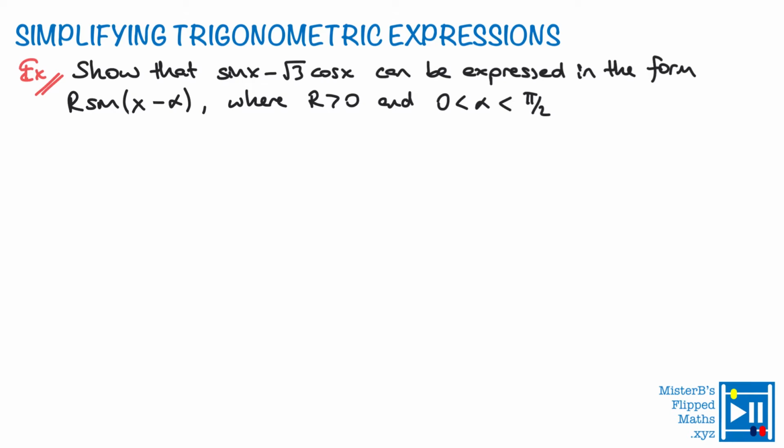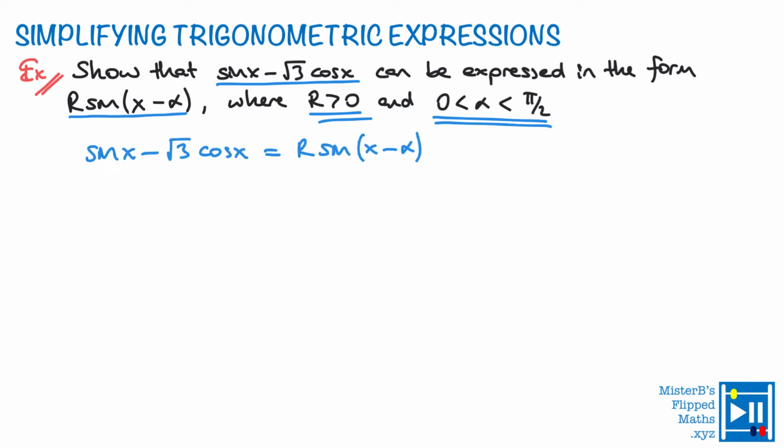In this example, I'm asked to write down sine x minus root 3 cosine x in the form of r times sine x minus alpha in brackets, where r is positive and alpha is in the first quadrant. So the question is asking us to find r and alpha. So first thing I'm going to do is I'm going to equate these expressions. Now when you look at this equation, there is nothing else to do but expanding this expression.